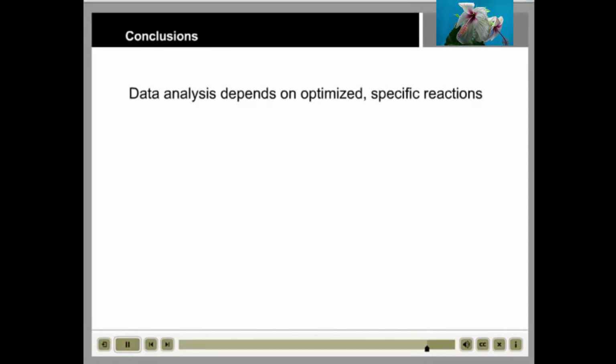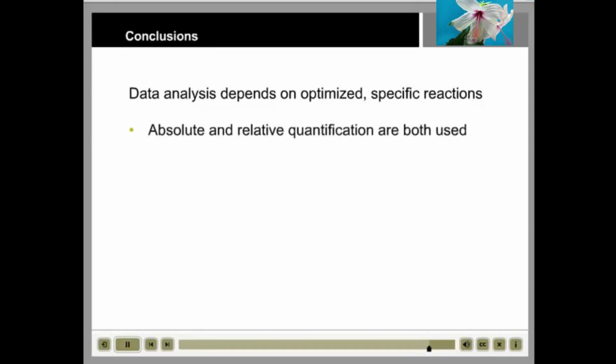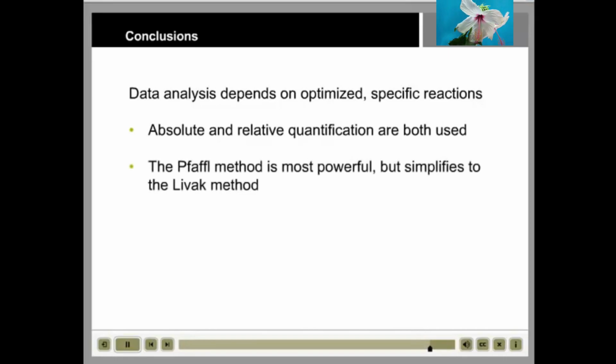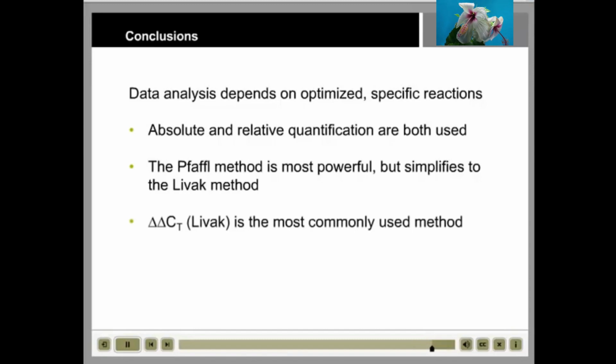In conclusion, for RT-qPCR, data analysis requires data generated in optimized specific reactions. Absolute or relative quantification methods can be used. Of the relative quantification methods, the Pfaffl method is the most powerful, but it simplifies to the Livak method. The Livak method is the most commonly used relative quantification method.